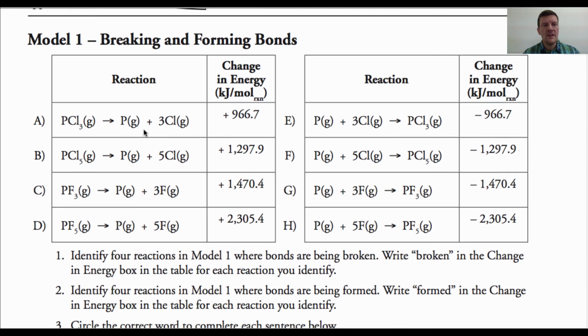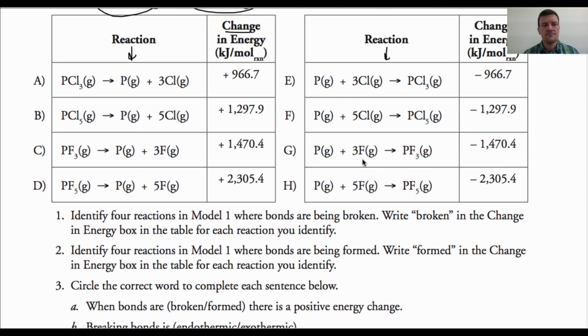In Model 1, we have breaking and forming of bonds, and here we have a whole list of reactions, and in this column, the change in energy. It is measured in kilojoules per mole. The RXN stands for reaction. And here we have some others, and again the reaction is given to us, the change in energy measured in kilojoules per mole for the reaction.